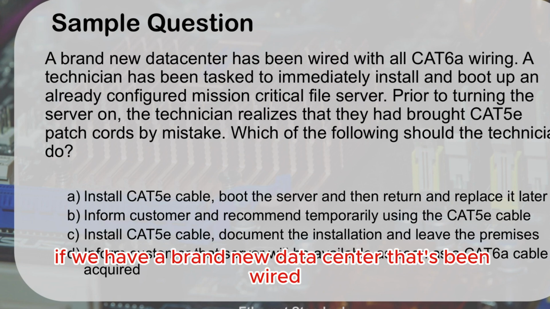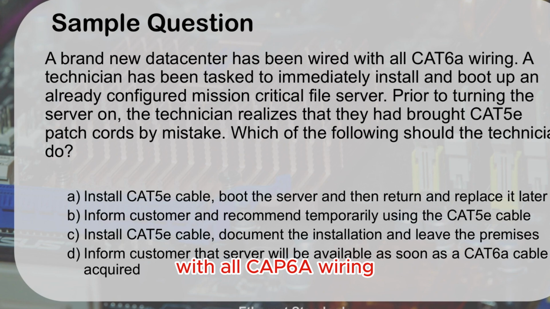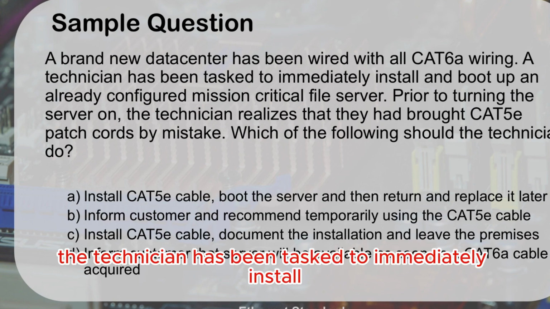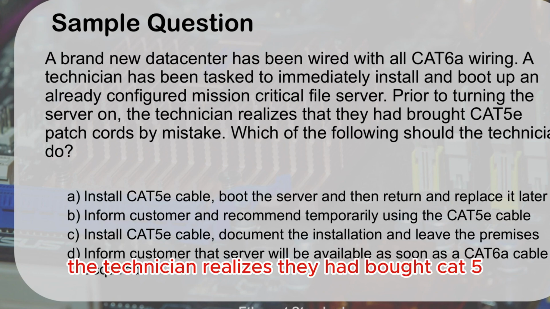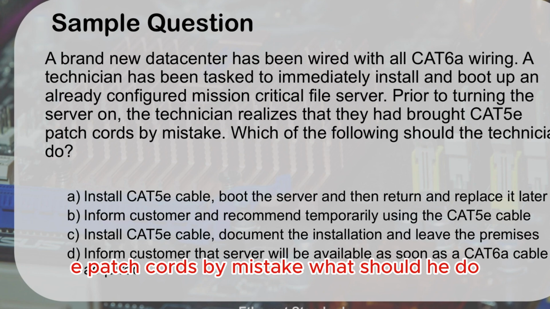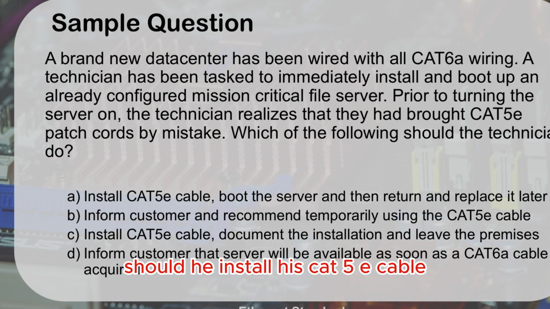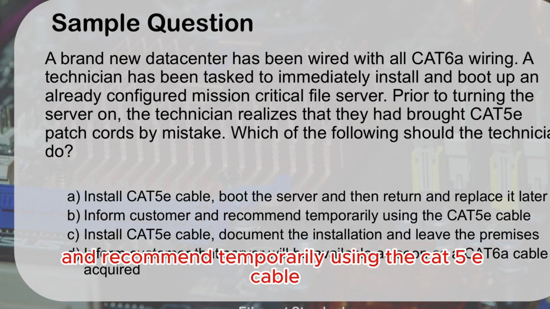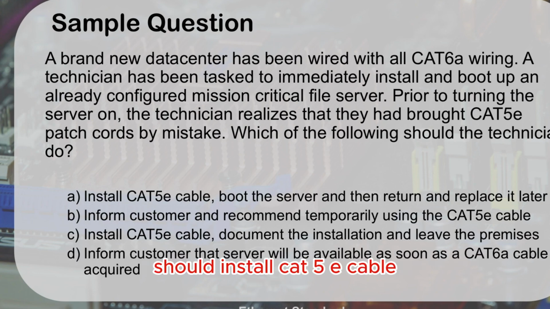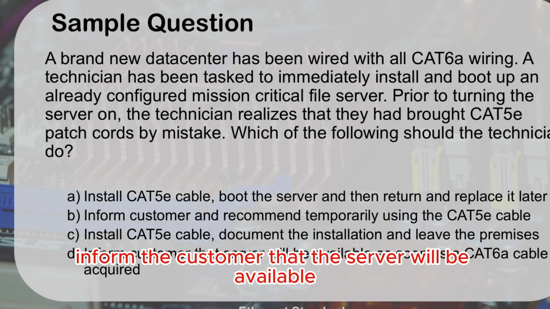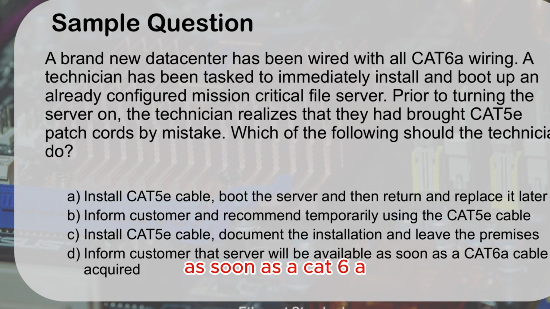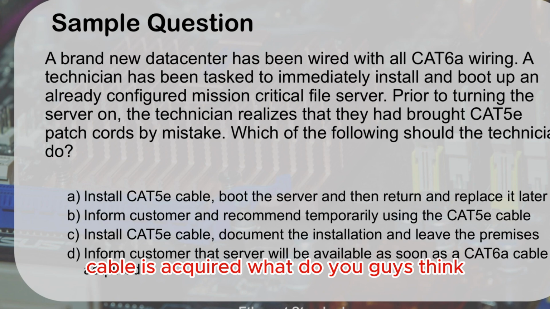So if we have a brand new data center that's been wired with all Cat6A wiring, the technician has been tasked to immediately install and boot up an already configured mission-critical file server. Prior to turning on the server, the technician realizes they had bought Cat5e patch cords by mistake. What should he do? Should he install his Cat5e cable, boot the server, and then return and replace it later? Should he inform the customer and recommend temporarily using the Cat5e cable? Should he install Cat5e cable, document the installation, and leave the premises? Or should he inform the customer that the server will be available as soon as a Cat6A cable is acquired? What do you guys think?